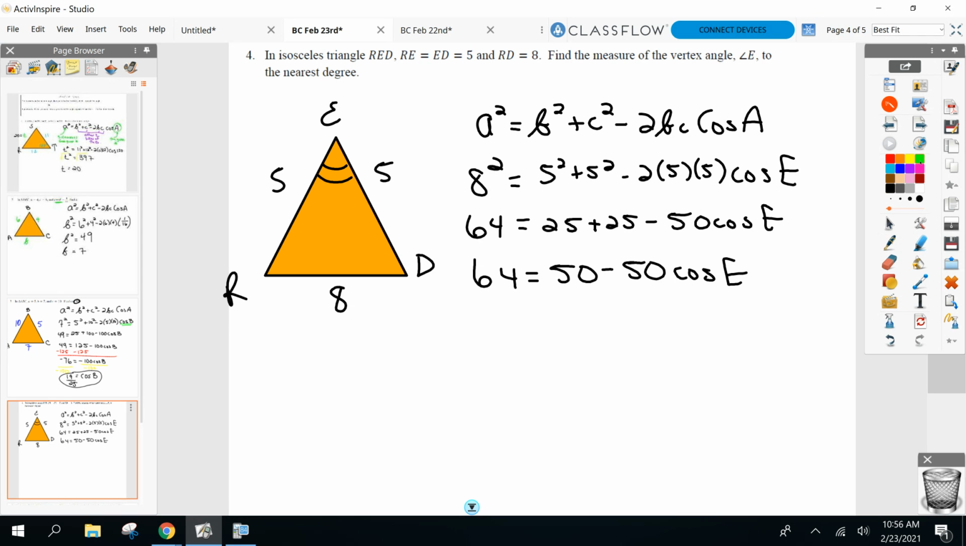And even if you guys happen to forget and did combine this, 50 minus 50, and you got 0 cosine E, you'd be like, oh boy, something's wrong, right? So move the 50 over, subtract it. 14, don't drop the negative sign on the right here. Negative 50 cosine E. Divide now. Divide both sides by negative 50.